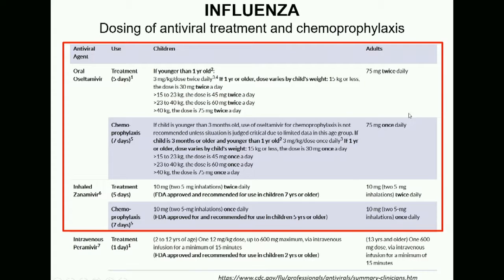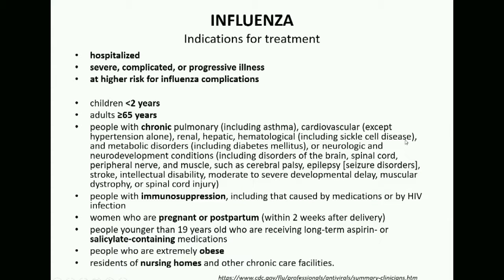For treatment, it's twice daily. For prophylaxis, it's once daily. And then, what are the indications for treatment? Of course, hospitalized patients, severe, complicated, or progressive disease, and patients at high risk for influenza complications, which are those below 2 years of age and above 65 years of age, people with certain chronic diseases, immunosuppressed patients, pregnant and postpartum women, those using salicylate-containing medications, very obese patients, and residents of nursing homes and other chronic care facilities.